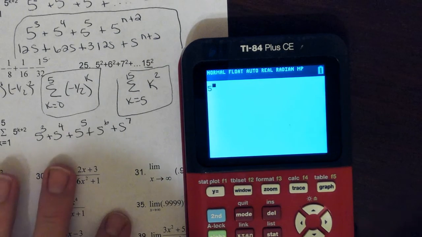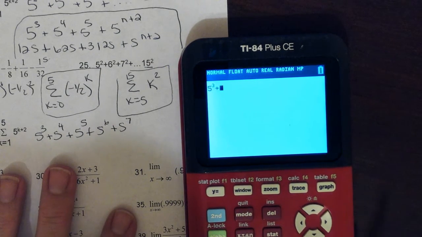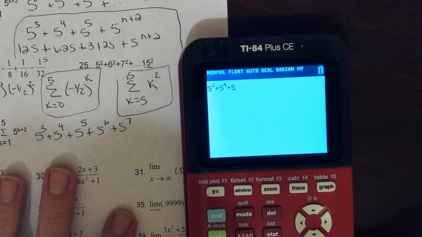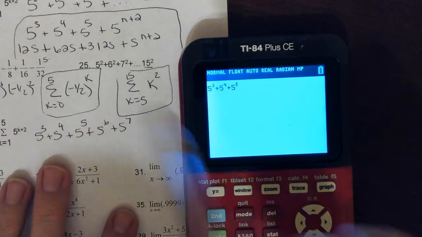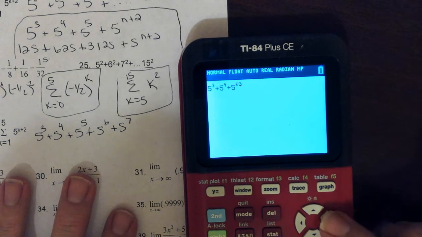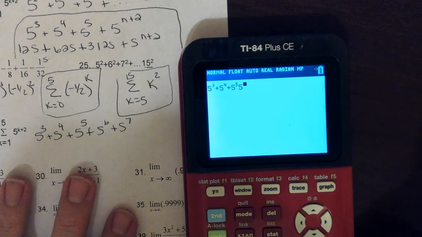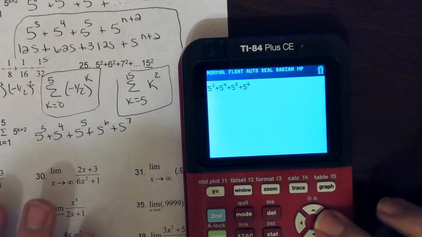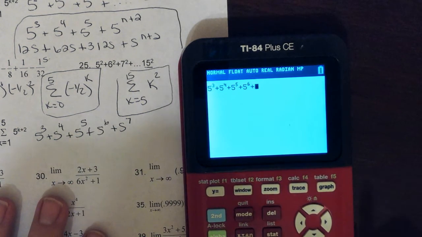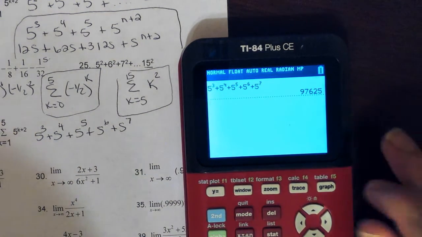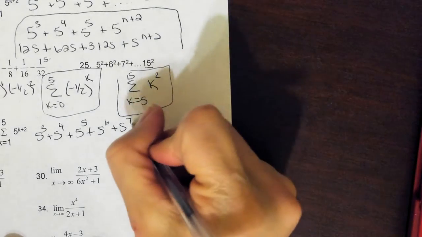So I'm going to do 5 raised to the 3rd, plus 5 raised to the 4th, plus 5 raised to the 5th. Let's see, that's 1, 2, 3, 4, 5, yeah. Plus 5 raised to the 6th. Oh, I forgot my plus sign. I'll insert that. Plus 5 raised to the 7th. Okay, so my answer is 97,625.